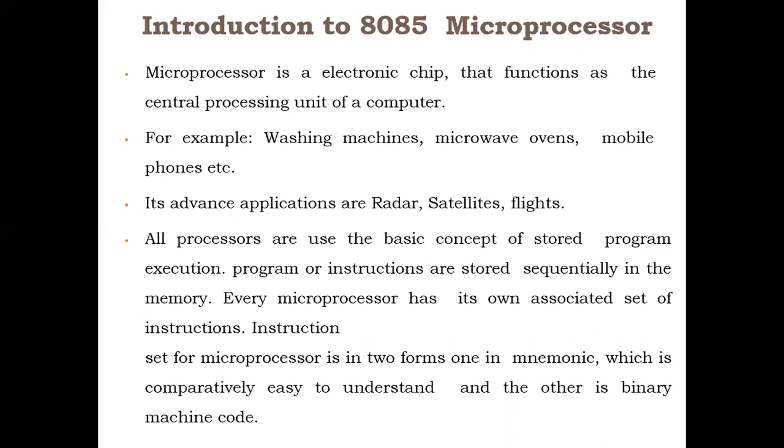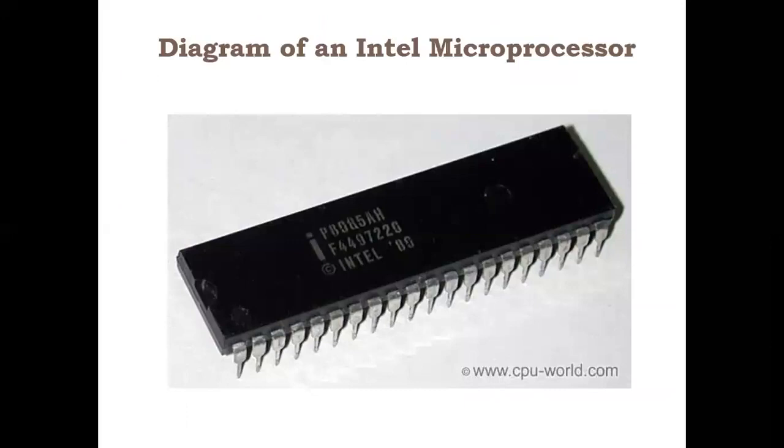All processors use the basic concept of stored program execution. Programs or instructions are stored sequentially in the memory. Every microprocessor has its own associated set of instructions. The instruction set for a microprocessor is in two forms. One is mnemonics, which is comparatively easy to understand, and the other is binary machine code. So this is the basic diagram of an Intel microprocessor.